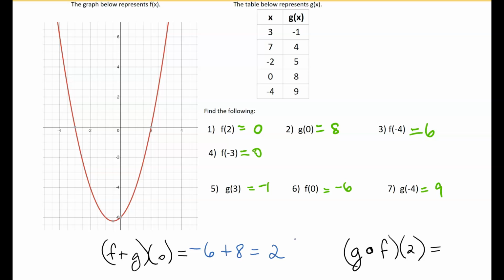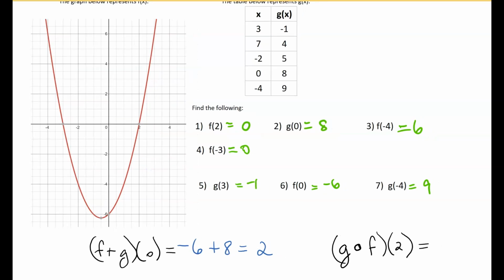How about the next one? G of f of 2. What would we do with that one? F of 2. So f of 2 is 0. G of 0 is 8. Exactly. Did everybody catch that? Yes? Okay. All right. So that's all we have for today.